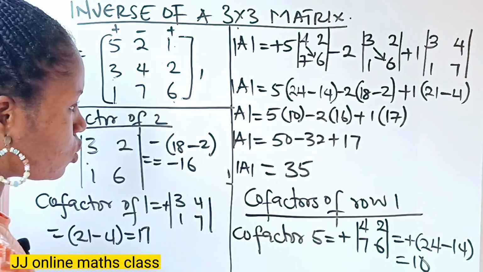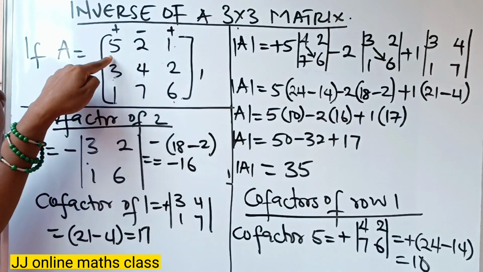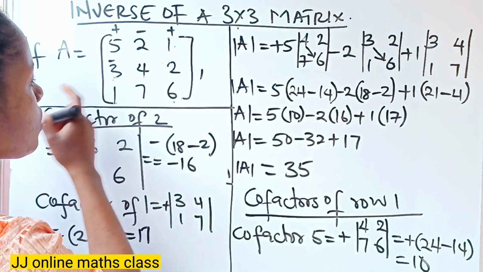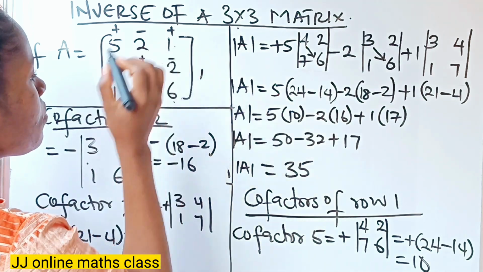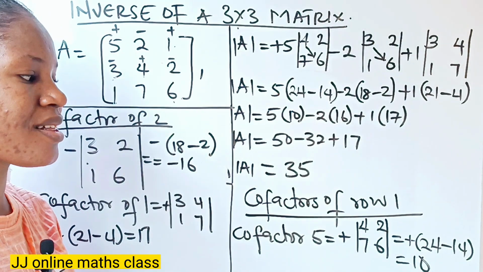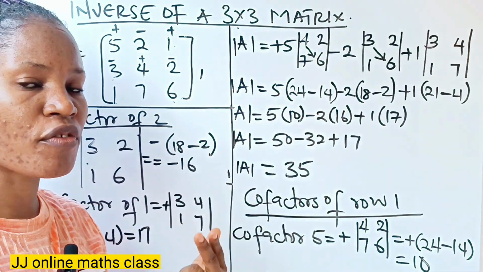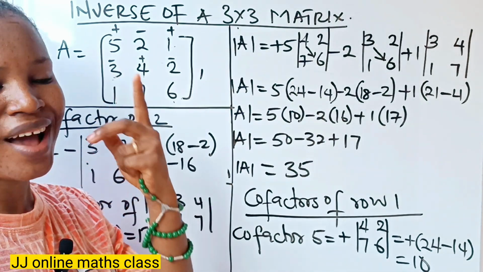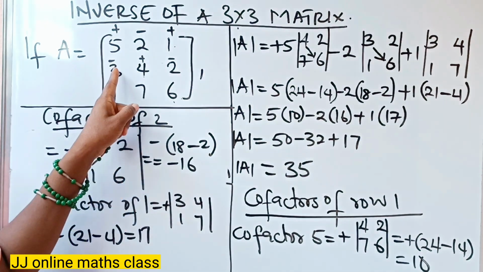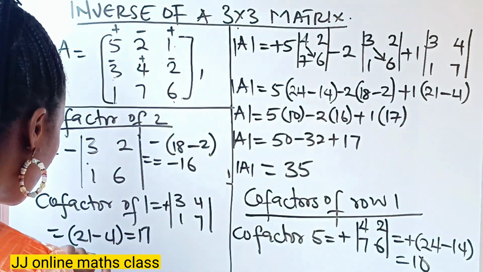We go over to the second row. Because this first row is plus minus plus, the sign that will be on top of this 3 will be minus, this will be plus, this will be minus. So minus plus minus. Like I said, if you are wondering where those signs are coming from, check my video on the adjoint of a matrix. I explained it there. So we are going to start finding the cofactors of the second row. Let's do that.